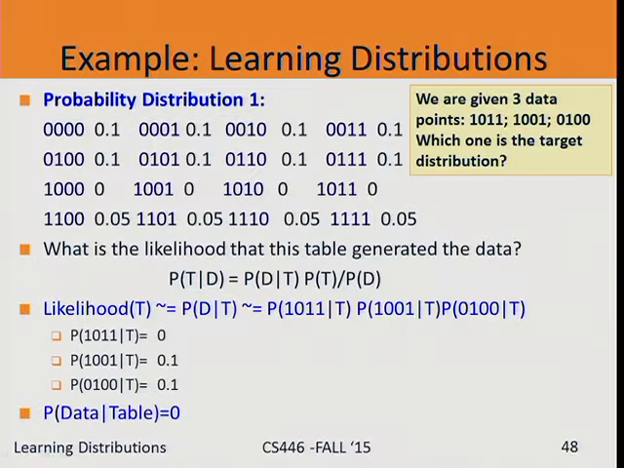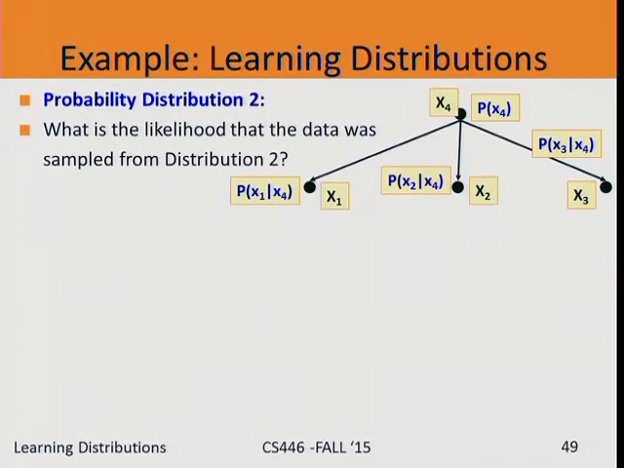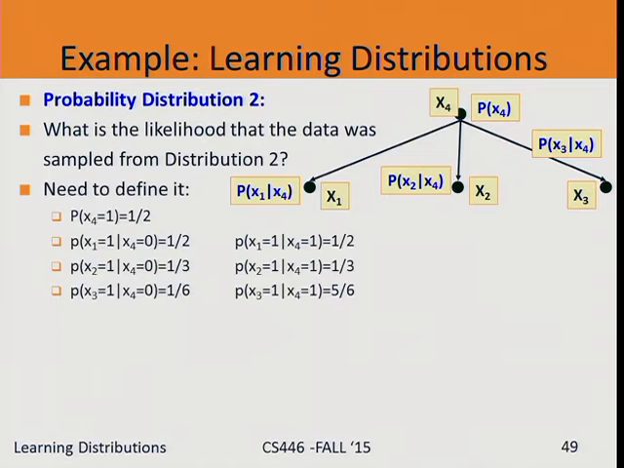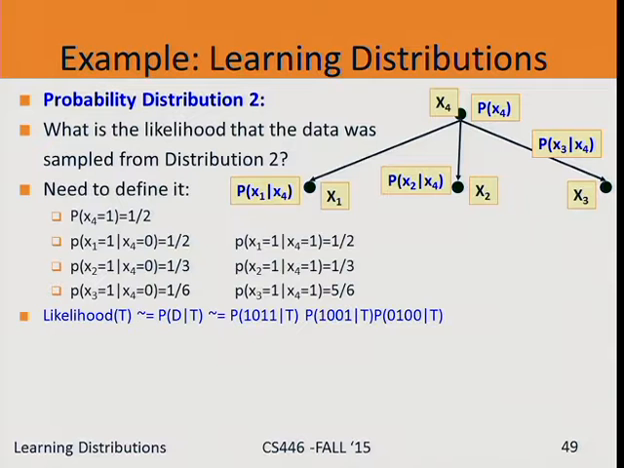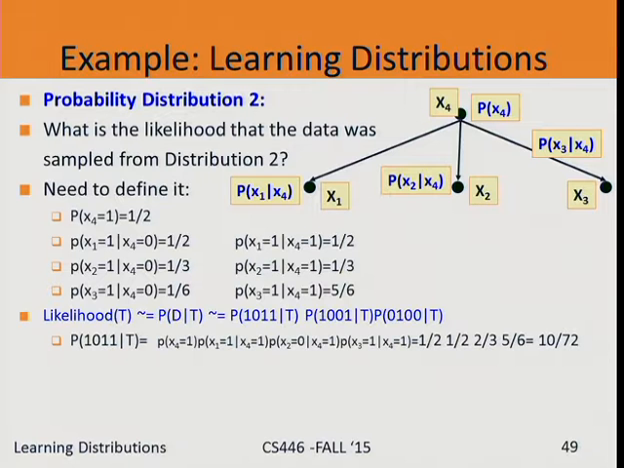What about the other two? So here, I actually need to give you the concrete numbers. So here are the numbers. This set of seven numbers is sufficient to define the probability distribution. Right? You agree with me? And not only is it sufficient, now I can compute the likelihood of this probability distribution, this tree, given the data. And I'm going to do it this way. So for each point, P of 1011 given the tree, so that's what I get here.